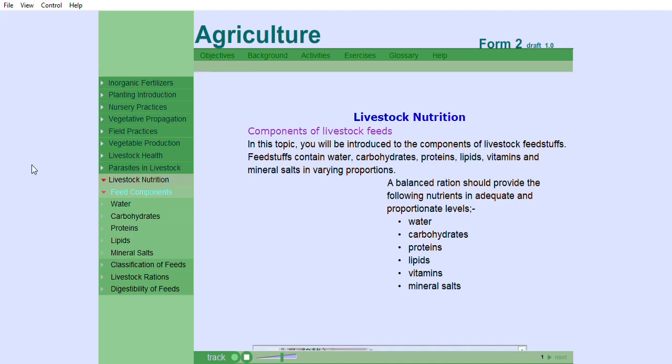Components of livestock feeds. In this topic, you'll be introduced to the components of livestock feedstuffs. Feedstuffs contain water, carbohydrates, proteins, lipids, vitamins and mineral salts in varying proportions. A balanced ration should provide the following nutrients in adequate and proportionate levels: water, carbohydrates, proteins, lipids, vitamins, and mineral salts.